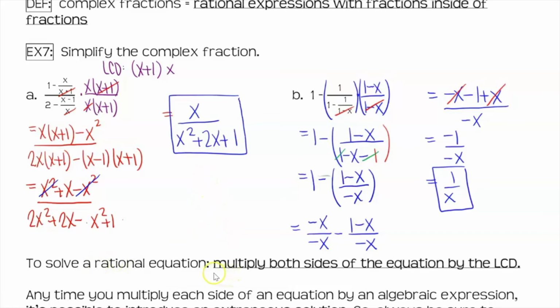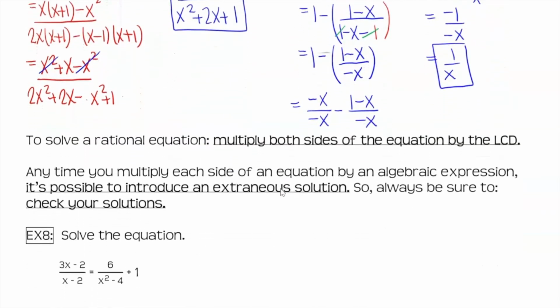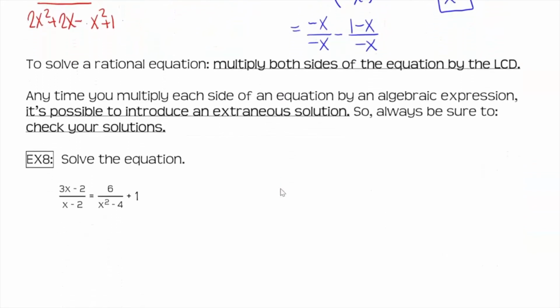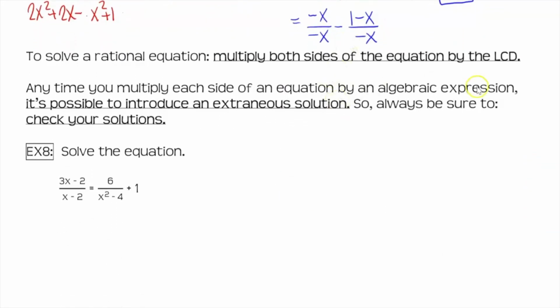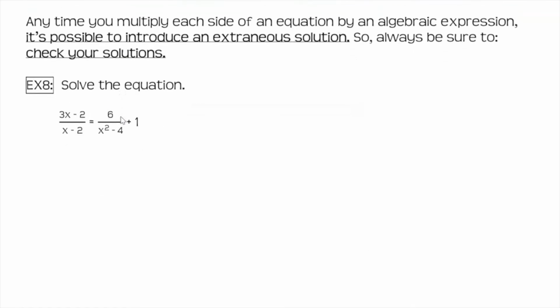To solve a rational equation, this is kind of similar thinking. We're going to multiply both sides of the equation by the LCD. And as long as you're doing it to both sides, you will keep it balanced. So anytime you multiply each side of an equation by an algebraic expression, it's possible to introduce an extraneous solution. So what we need to make sure that we do is check to make sure any of our solutions are not extraneous. So we'll see.